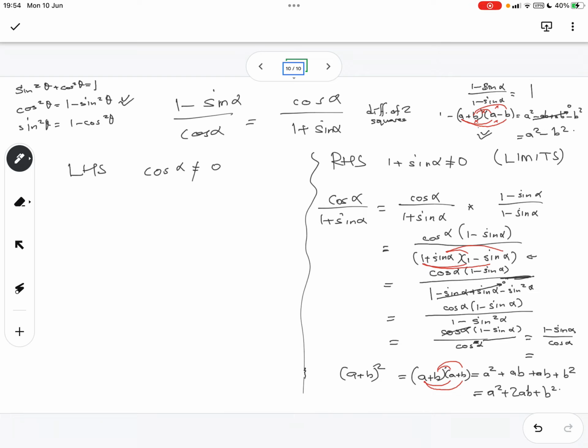So we'll just substitute that there, and we'll have cos alpha into 1 minus sine alpha over cos squared alpha, and that divides out, and we are left with 1 minus sine alpha over cos alpha, and that equals the right hand side.